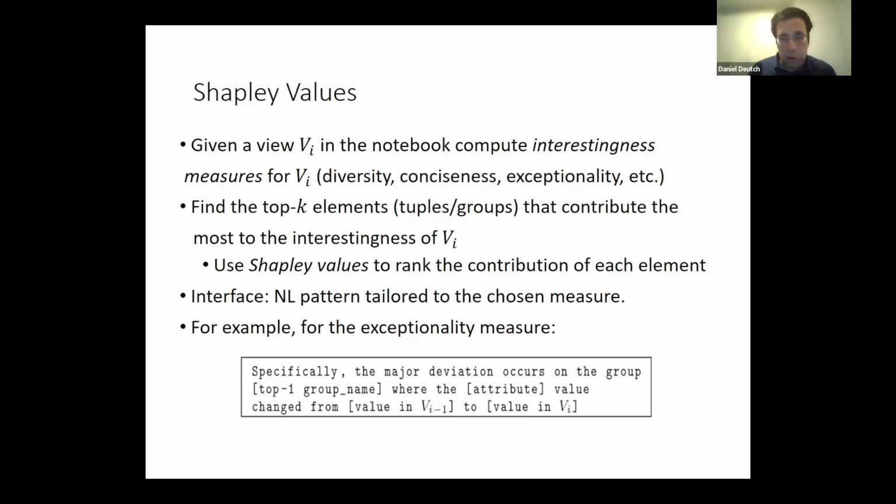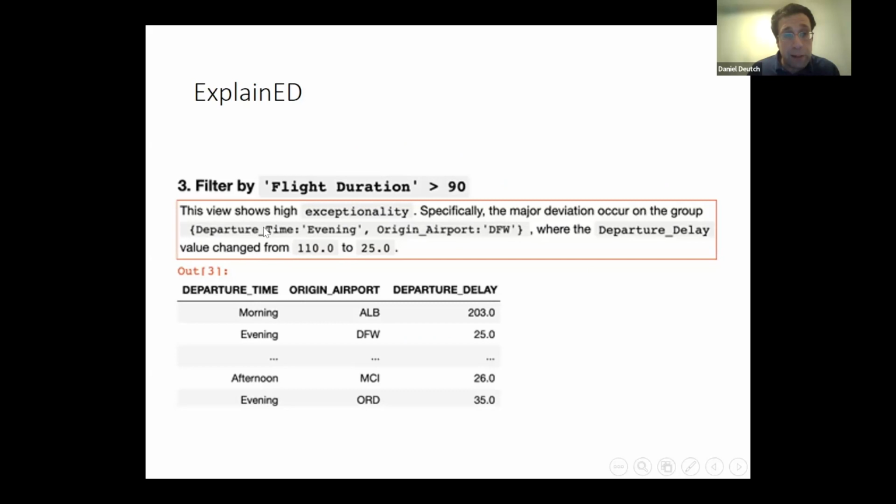And then we have some more gadgets, for instance, some hard-coded natural language patterns. We can actually auto-document notebooks with comments such as, well, the major deviation occurs on this group, where this attribute value changed from this value to this one. And we can actually embed this in the notebook itself. So we see the filter operation, and then we say, well, the view shows high exceptionality. So that's the interestingness measures that we get from previous works. But we further specify that specifically the major deviation was the major contributor to this high exceptionality.